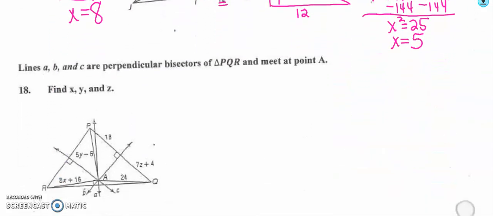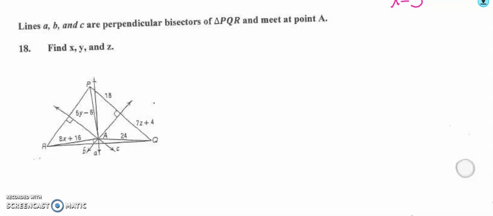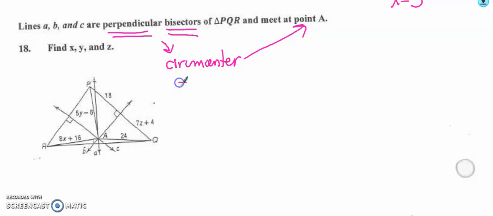And then the last one here, I'm just going to do this real quick because I'm down to a minute and a half. We have perpendicular bisectors. Perpendicular bisectors is a circumcenter. So point A is your circumcenter. And you have to remember circumcenters are equal to the vertices. So here's your point. I see that this out to here is 24. And this to here is 8x plus 16. So if I set 8x plus 16 equal to 24, I can find x.